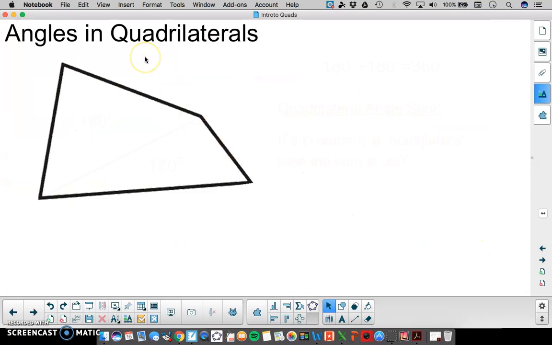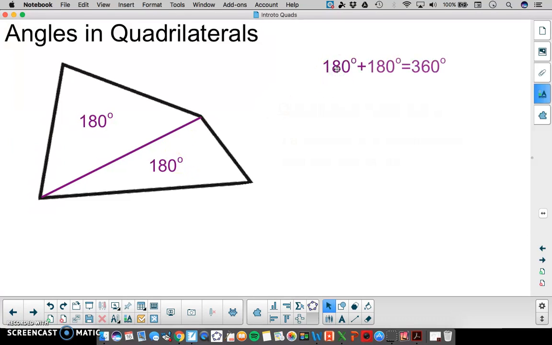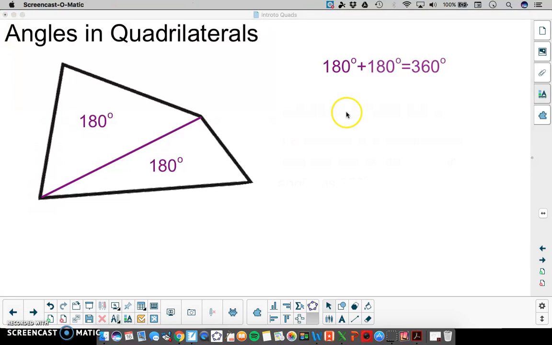Now let's talk about angles in quadrilaterals. If I were to split this quadrilateral using a diagonal of the quadrilateral, a diagonal just joins 2 opposite vertices, notice I split the quadrilateral into 2 triangles. And we know triangles add up to 180 degrees. So I have one triangle of 180 degrees and another triangle of 180 degrees. So if I were to add those angles together, I would get a total of 360 degrees.